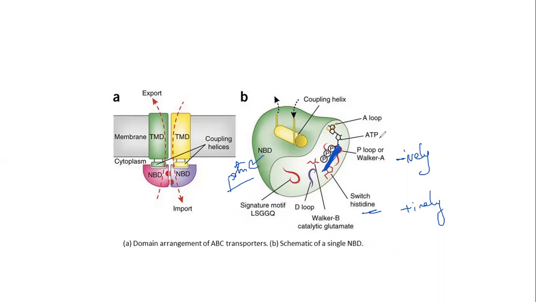Is that clear now? Yes. Anything else? Do you want to go through one by yourself what we just discussed? Now, the A loop makes sure that the adenine part of your ATP binds there properly. P loop, Walker A, they are nothing but just making sure that the ATP is bound properly. Okay, ma'am, clear. Anything else? No, ma'am.